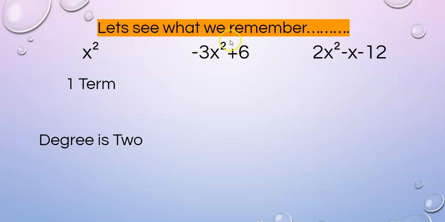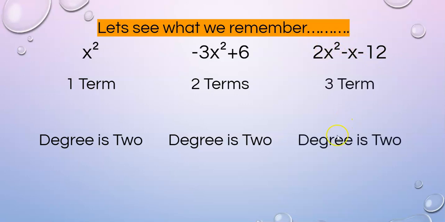So let's look at negative 3x squared plus 6. All right. In negative 3x squared plus 6, we have 1, 2 terms. And again, our degree is 2 because that is our highest exponent. So the degree is 2, and the number of terms we have is also 2. And last but not least, looking at 2x squared minus x minus 12, we can see clearly that we have one term, two terms, and three terms here. And also the highest exponent here is 2. So this one also has a degree of 2.